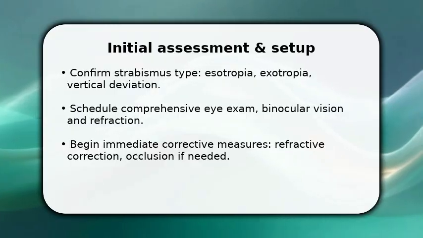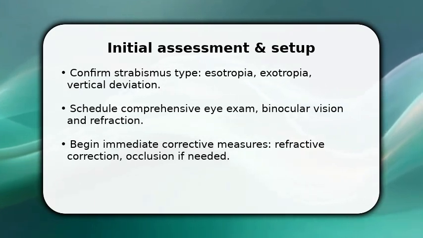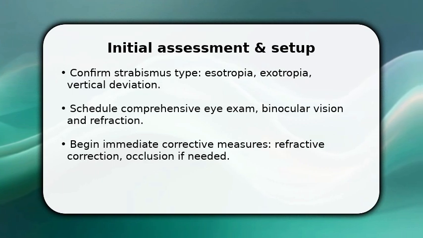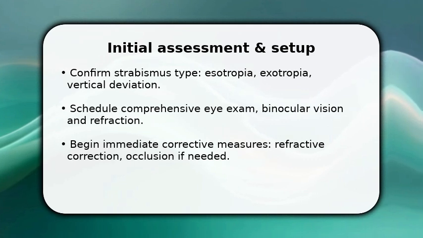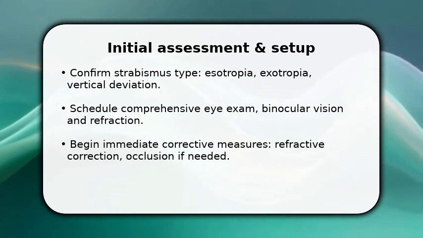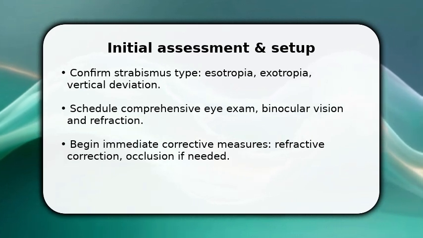You start with a focused clinical assessment. Identify the deviation type and measure angle and binocular function. Once done, get a full refraction and dilated exam to rule out amblyopia or pathology. Make sure to obtain baseline photographs and cover test measurements so progress is objective.